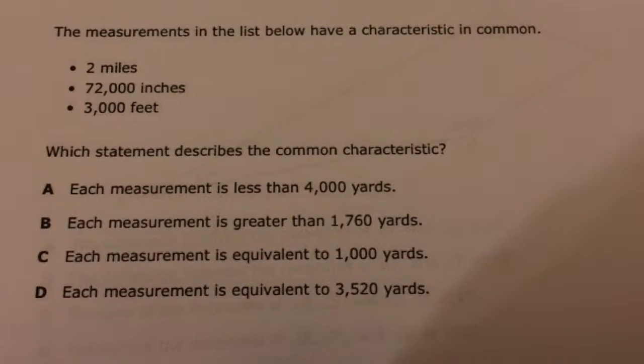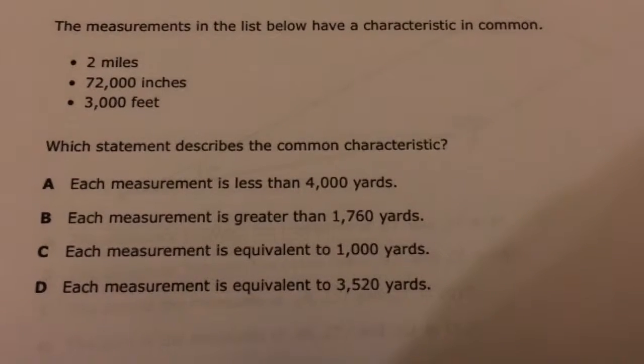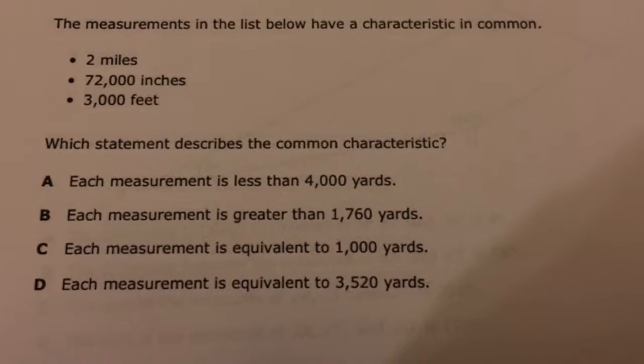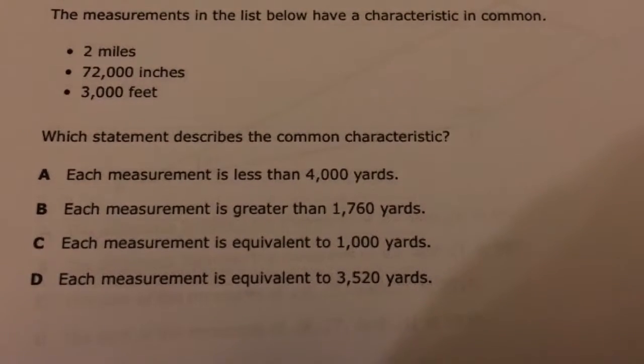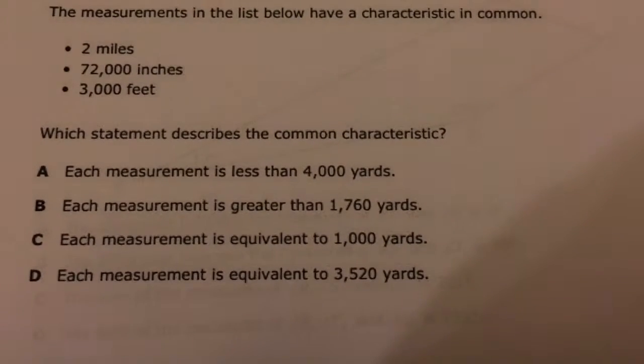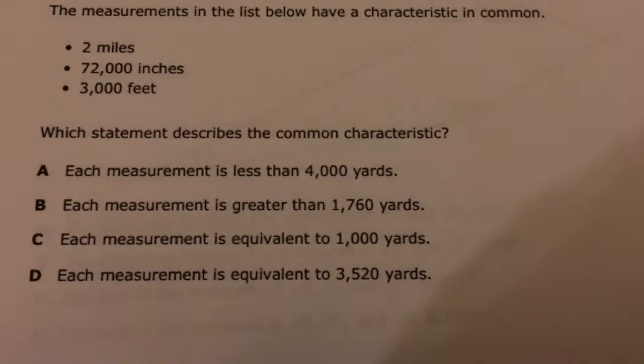A, each measurement is less than 4,000 yards. B, each measurement is greater than 1,760 yards. C, each measurement is equivalent to 1,000 yards. Or D, each measurement is equivalent to 3,520 yards.